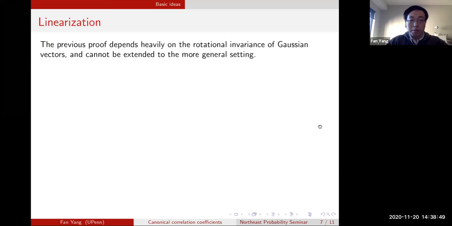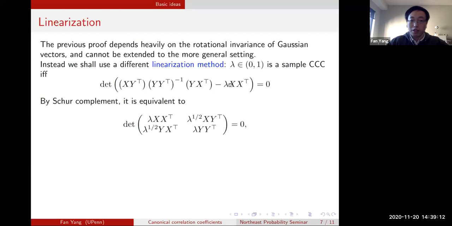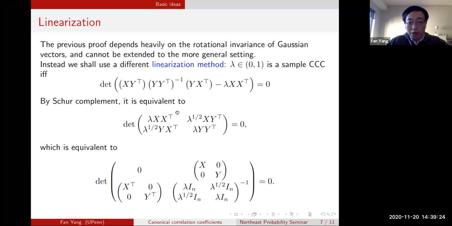So now let's briefly describe the idea for the proof. As we said before, the Gaussian assumption cannot be used. Instead, our proof is based on a linearization method. So this is our master equation for the sample canonical correlation coefficients. This is just as we have learned in linear algebra. By Schur complement, this equation is equivalent to the determinant of a 2x2 block matrix equal to 0. Furthermore, applying the Schur complement again, this one is equivalent to the determinant of a 4x4 block matrix equal to 0.